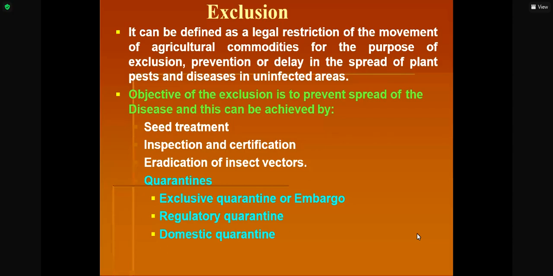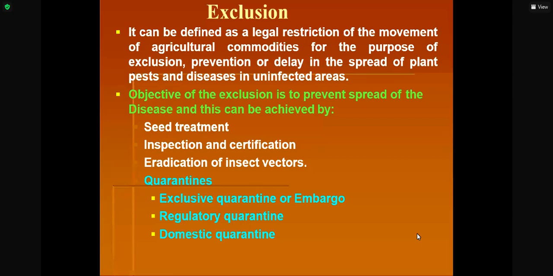I already discussed it in the last class. You know, this is the legislative measures with the help of legal terms. We can restrict the movement of pathogen from the diseased area to the healthy area, from the area where the disease is present to the area where disease is not present. There are a number of quarantine methods, you know, exclusive quarantine, or we call it embargo.